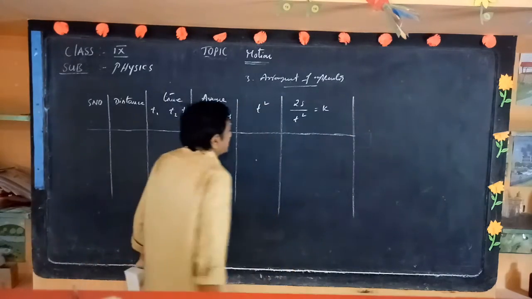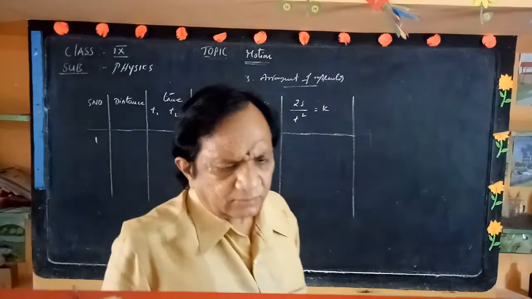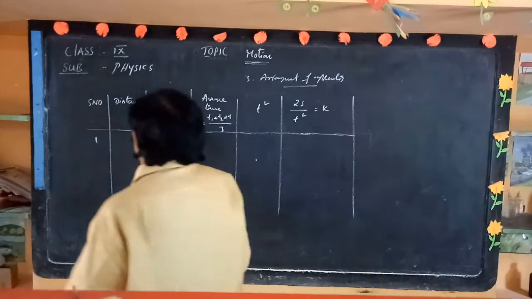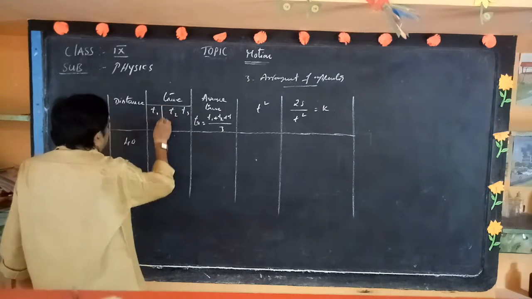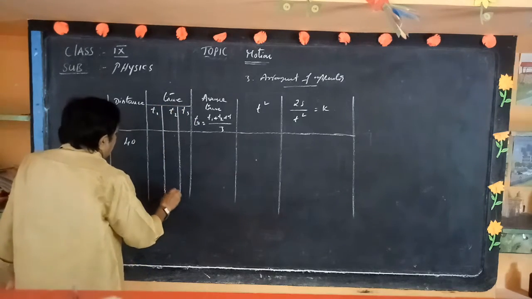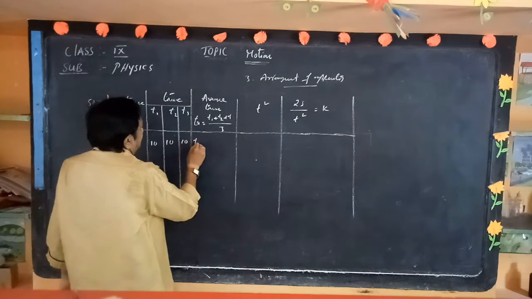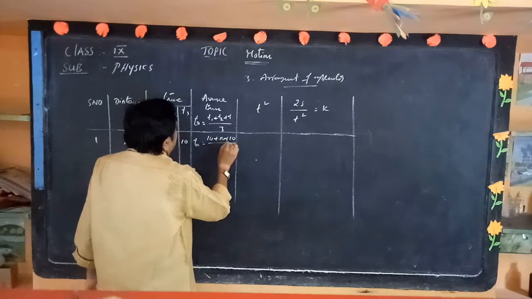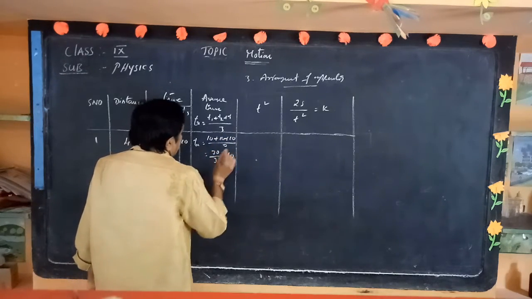So we consider like this. Here the first distance is considered as 40 centimeters. 40 centimeters distance to be taken. The time taken will be, each time we get 10 seconds, 10 seconds, 10 seconds. Then what is the average time? Average time is 10 plus 10 plus 10 by 3, that is equal to 30 by 3, which means 10 seconds.